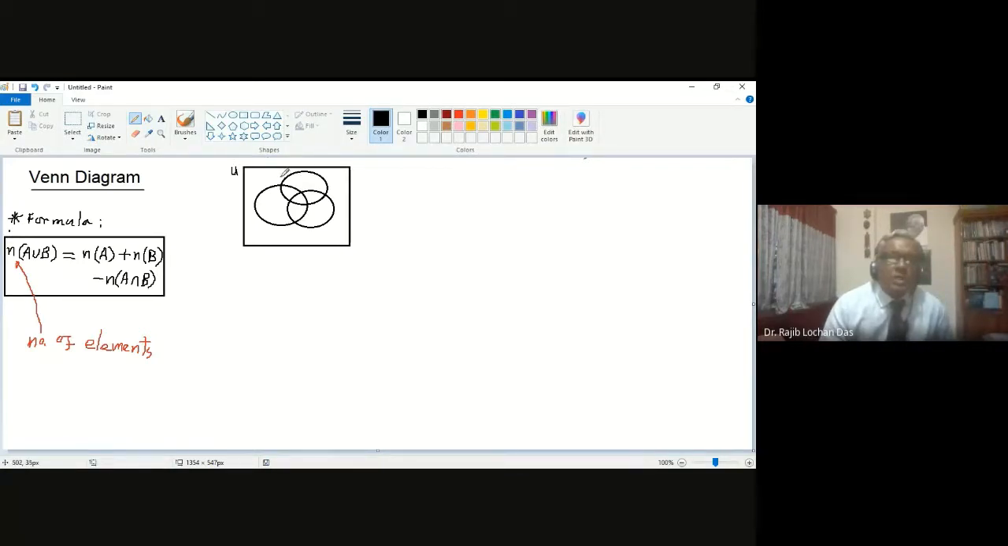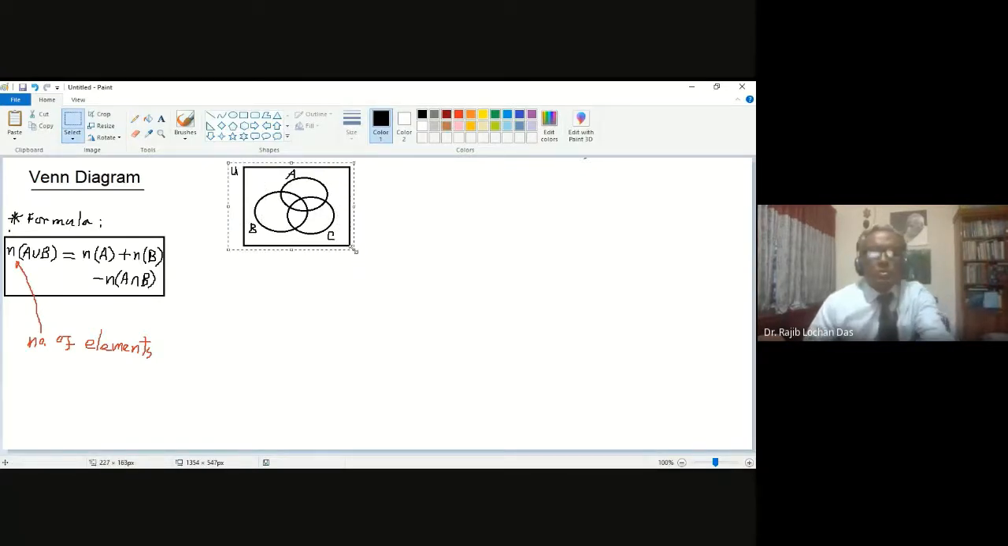So maybe one circle is A. Let me take it a little lower so that I can write the names. So the top circle is A, the left side one is B, and the right side one is C. So these are the 3 circles. Now let me make a copy because I want to do several ones.